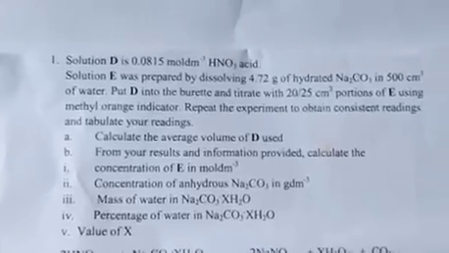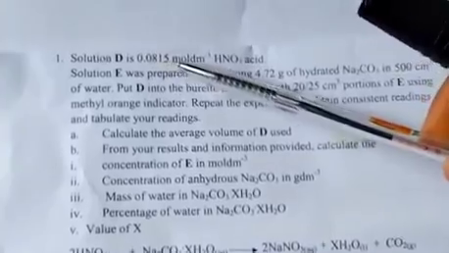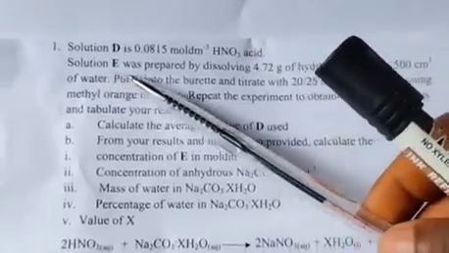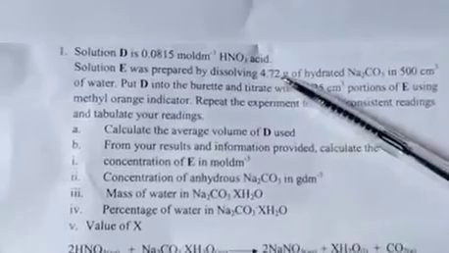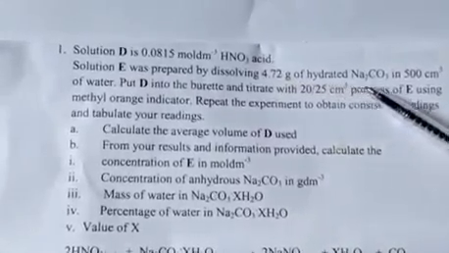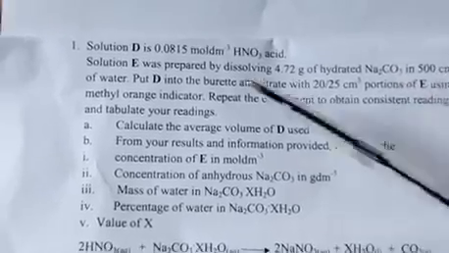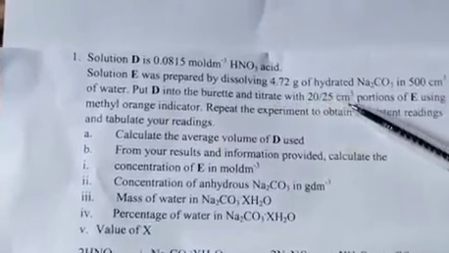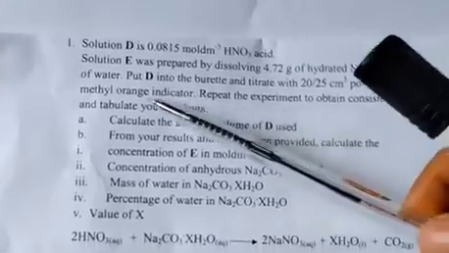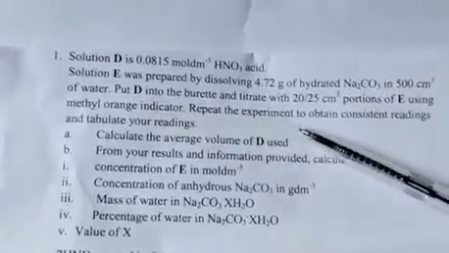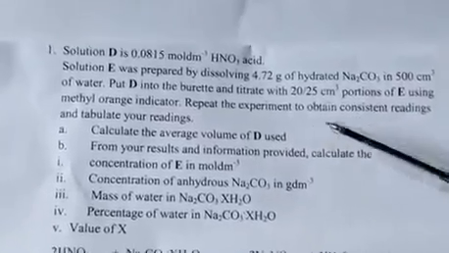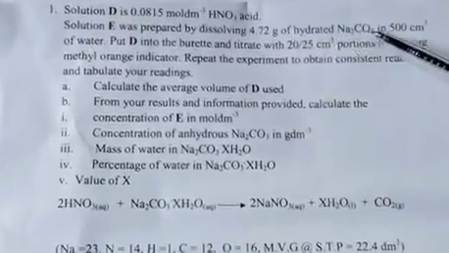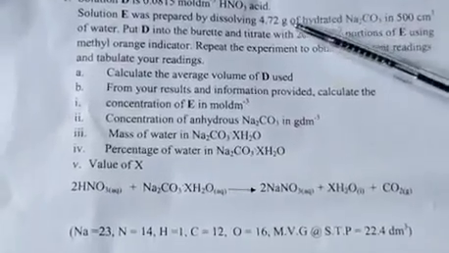So let's look at this question that says solution D is 0.0815 mole per dm³ HNO3 acid. Solution E was prepared by dissolving 4.72 gram of hydrated sodium carbonate in 500 cm³ of water. Put D into the burette and titrate with 25 cm³ portions of E using methyl orange indicator. Repeat the experiment to obtain consistent readings and tabulate your readings. We have done the experiment so far, so we're not going to repeat it, and we've got the same endpoint, 20.3. We're going to use a calculation.